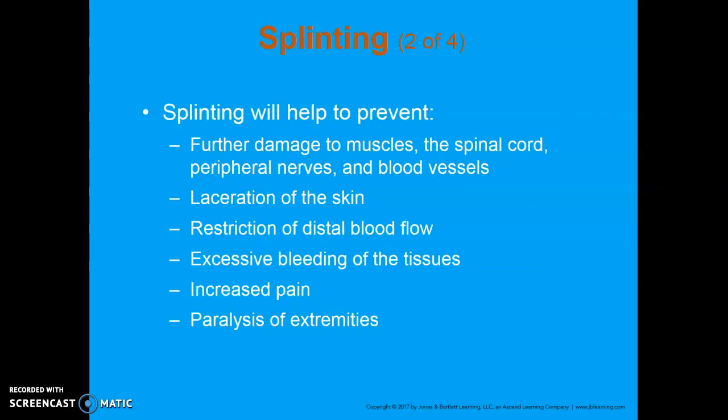There are several other issues that it can cause. You can restrict distal blood flow if you don't splint, because that deformity could actually cut off blood flow. You could get paralysis of your extremities, excessive bleeding into the tissues. So, splinting is a good idea if you have the time to do that.